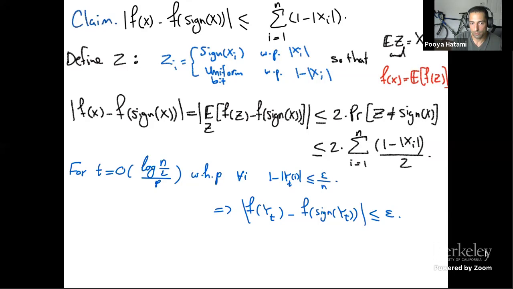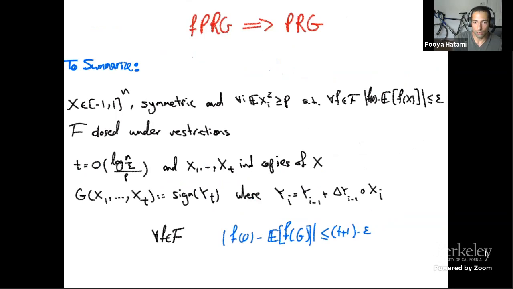To summarize, combining polarization and the rounding theorem, if we pick t to be log n over epsilon over p, with high probability all the coordinates are epsilon over n close. And by this theorem, just rounding yt to the closest Boolean vector will cause epsilon times epsilon over n error, which is just epsilon, another epsilon for the rounding step. And now we have proved this reduction theorem. So the final random walk will have an error t plus 1 times epsilon. The things that we used were a fractional PRG that's symmetric and p-noticeable, and that the family F is closed under restrictions.